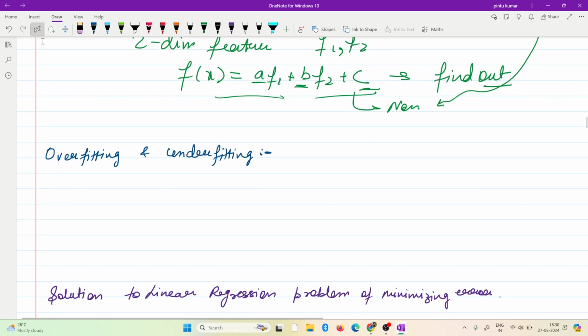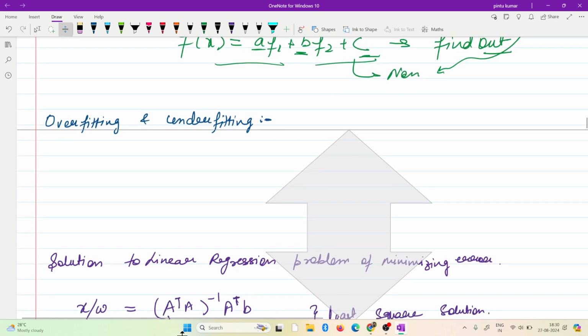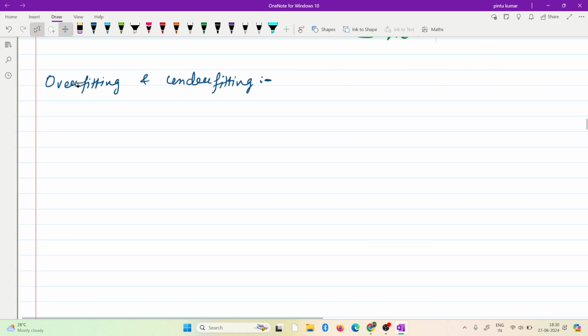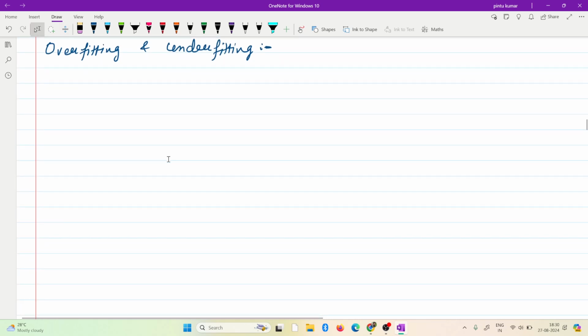Now what we will do is something called overfitting and underfitting. Again, this is not a machine learning course, but I want to motivate you for regularization. So I'll give you an idea what underfitting and overfitting is.